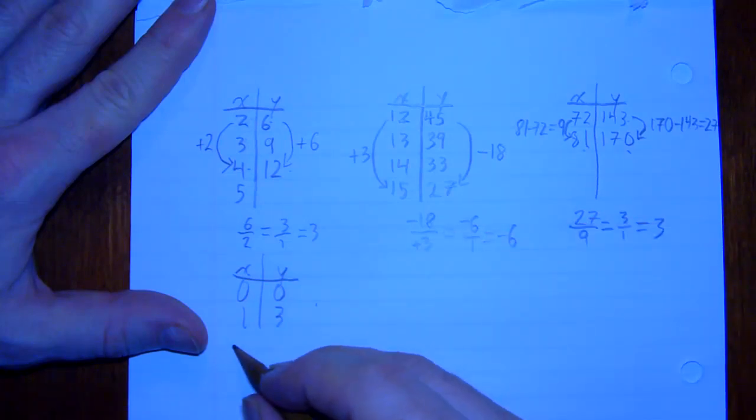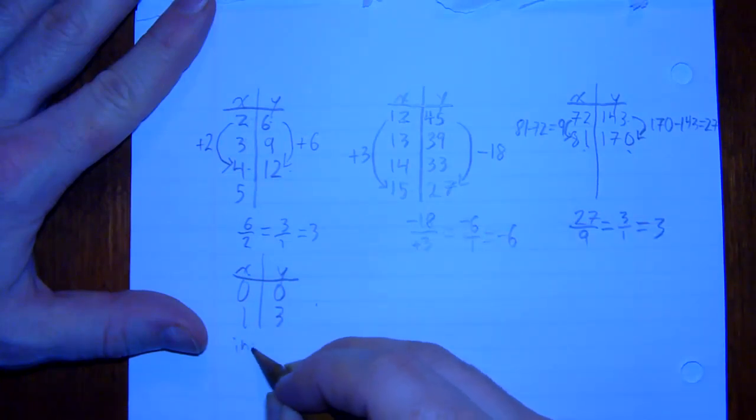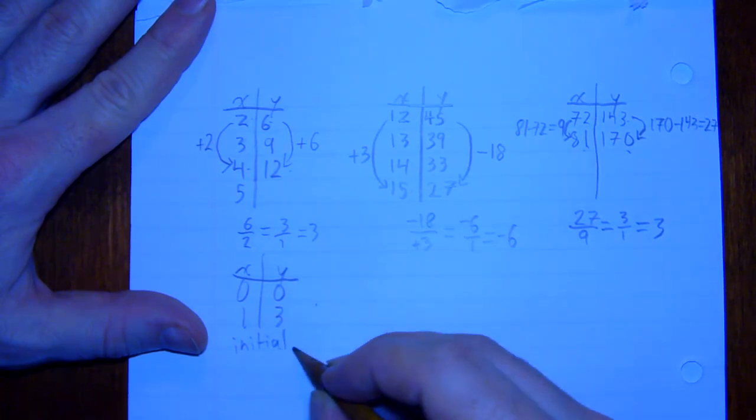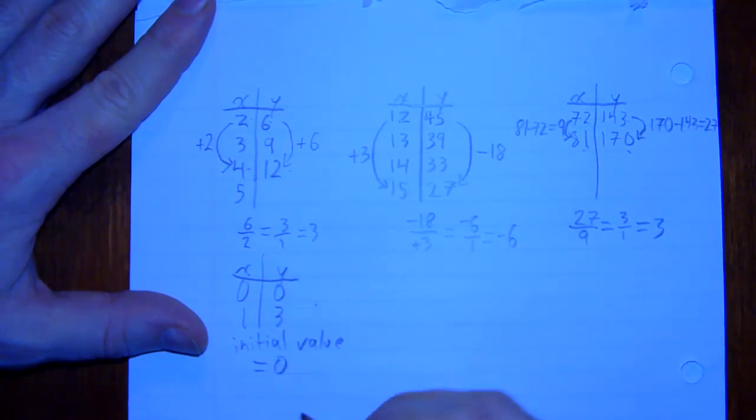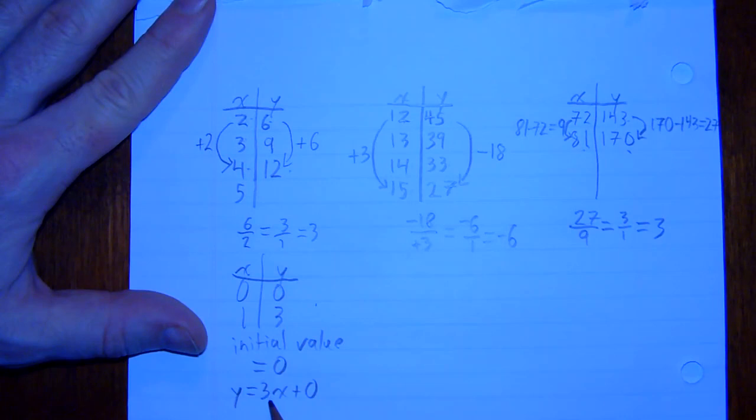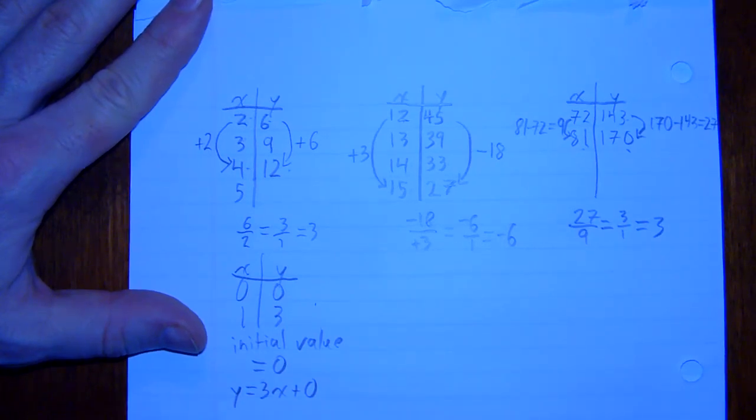And therefore our initial value is 0. So the equation for this one would be y equals 3x, since 3 is our rate of change, plus 0. And remember, 3 is the rate of change, or the slope. X is not part of rate of change and slope. So the slope is not 3x, it's just 3.